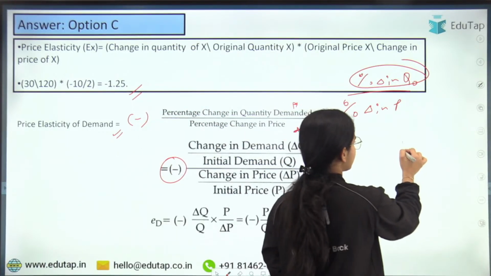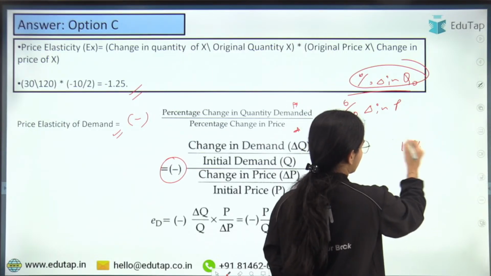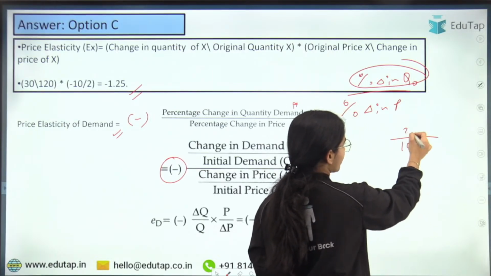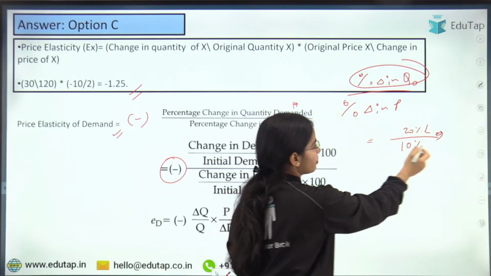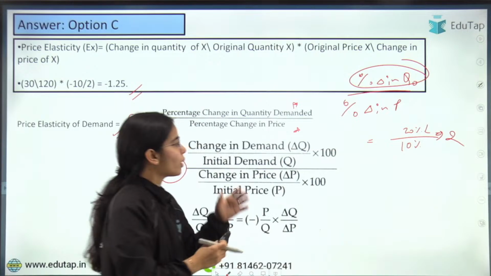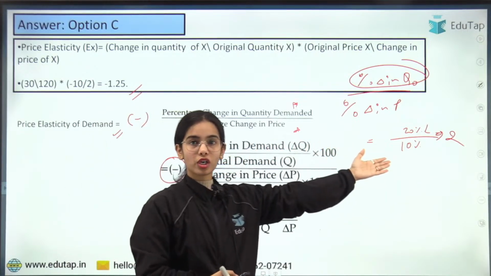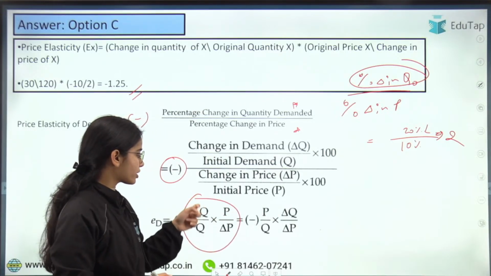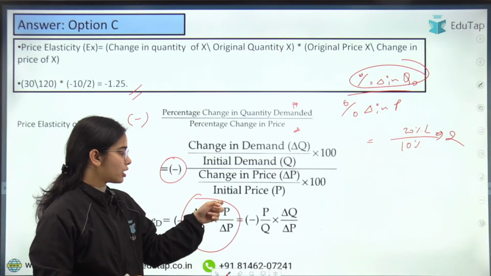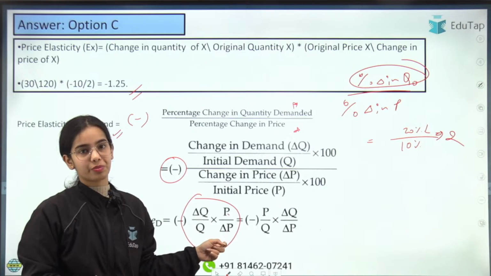That is, if there is a 10% increase in price and a 20% decrease in quantity, the price elasticity of demand will be 2. While if the percentage is not given and the numbers are given, then you have to use this formula, that is change in quantity demanded to original quantity multiplied by original price to change in price.